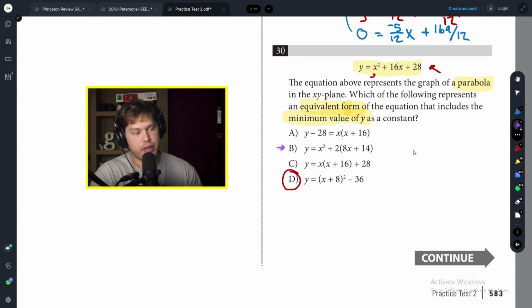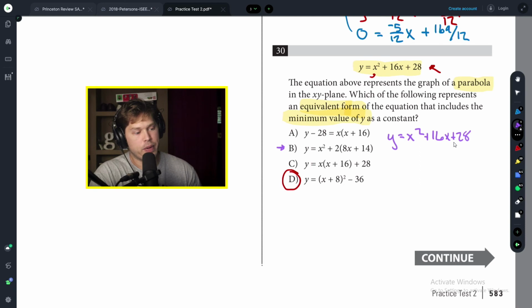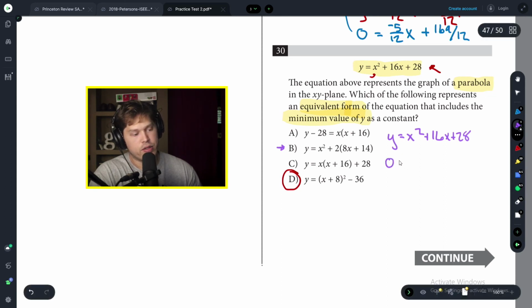This is going to be a complete the square problem where we're given y equals x squared plus 16x plus 28. So to convert to vertex form from standard form, we're going to move our number to the other side. We're going to think of y as 0. So we have 0 equals x squared plus 16x plus 28. We're going to subtract 28 from both sides, so negative 28 equals x squared plus 16x.